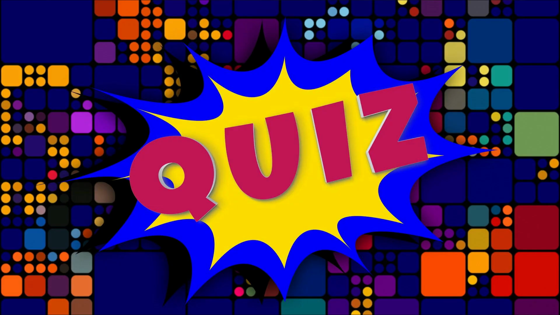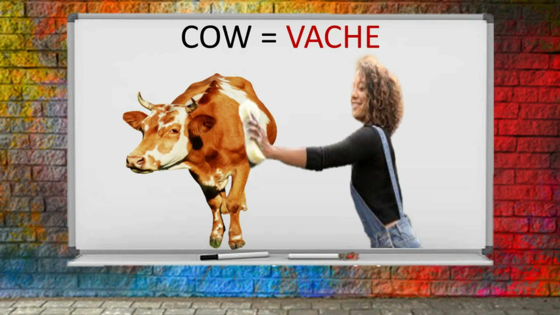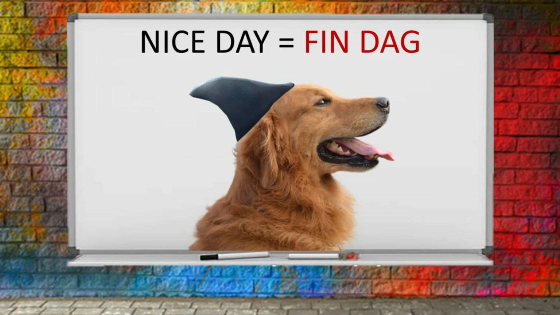Okay, time for a pop quiz. What's the Spanish word for ice? Yes, yellow. Don't eat yellow snow and ice. In French, what's the word for cow? Yes, vache. We're going to go vache the cow. In Norwegian, what's the words for nice day? Got it? Yes, fin dag. It's a fine day.